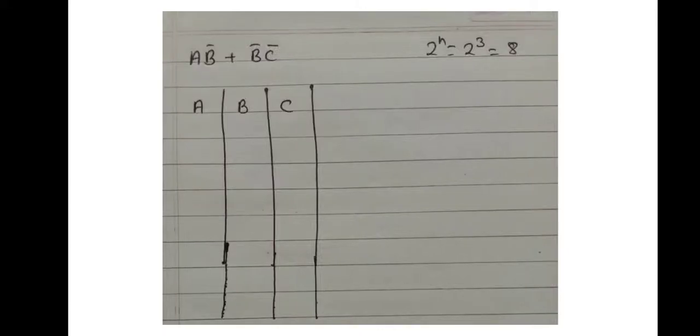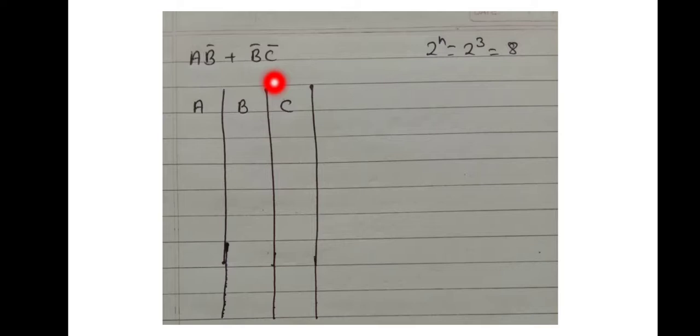Now we will see how to draw the truth table for the given expression. Suppose this is my expression: AB naught plus B naught C naught. I have to draw the truth table for this expression. So the first thing that I will find out is the number of variables used in the expression.